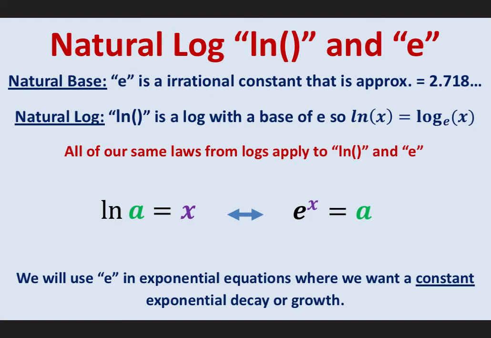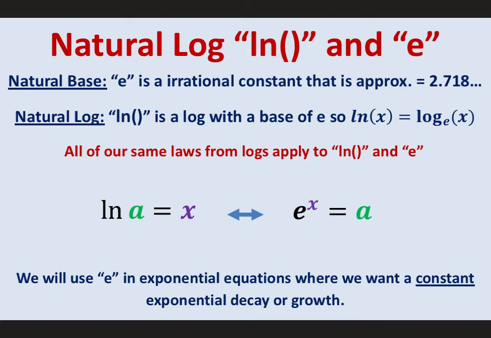The natural base is e. E is an irrational constant that is approximately 2.718 and so on. We don't really care about after that. It's kind of the same idea as pi. It's a number. It's a decimal number that never repeats. But this is a new one called e, and we're going to use it.